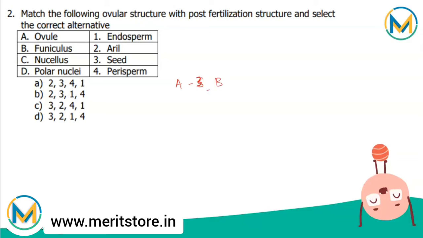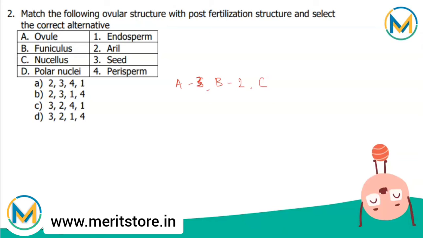Then B, that is funicle, is the stalk-like structure. It attaches the ovule to the placenta. It acts as the umbilical cord in plants. After fertilization, it is transformed into aril, which is the stalk of the seed. So it's 2.